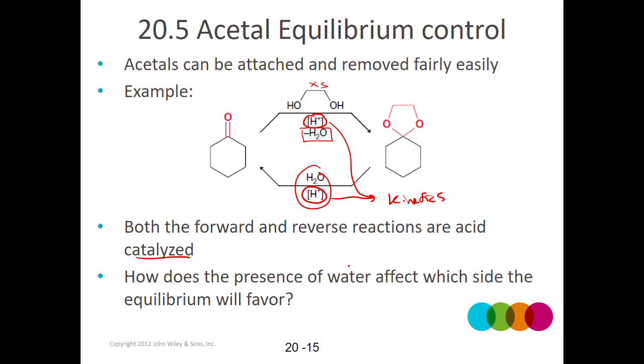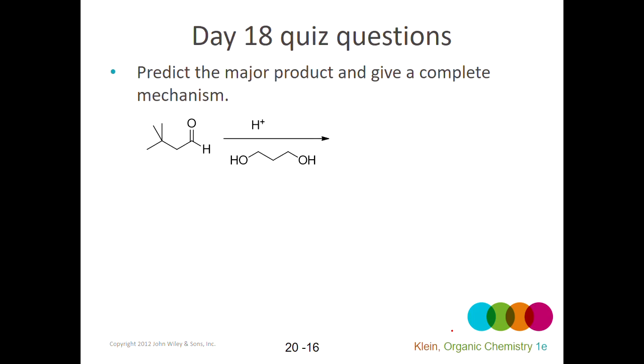So if I use more water, it'll shift it back to the reactants. If I use less water, or instead I use the diol as my solvent, especially, that would be a large excess of reactant, that would shift it toward the product side. All right, so that now gives us the ability to answer the first quiz question.